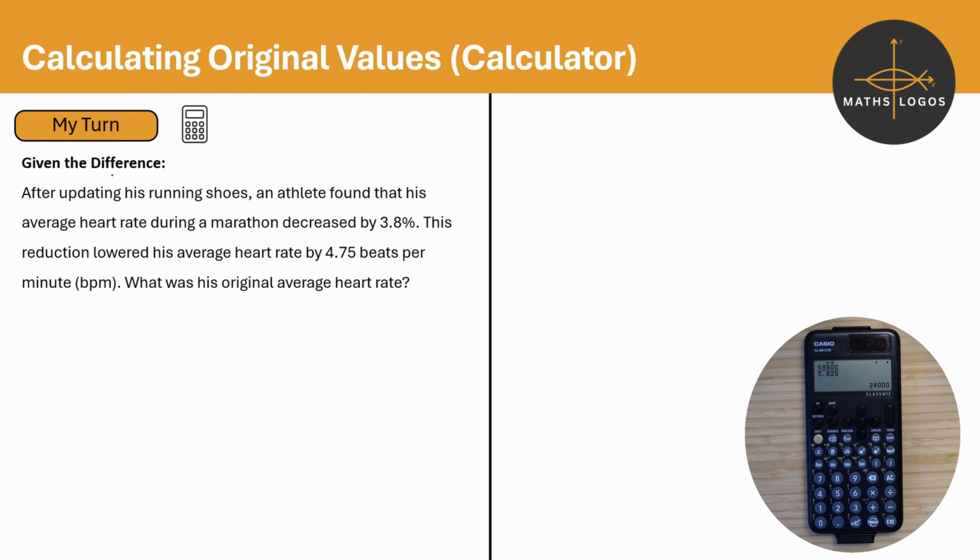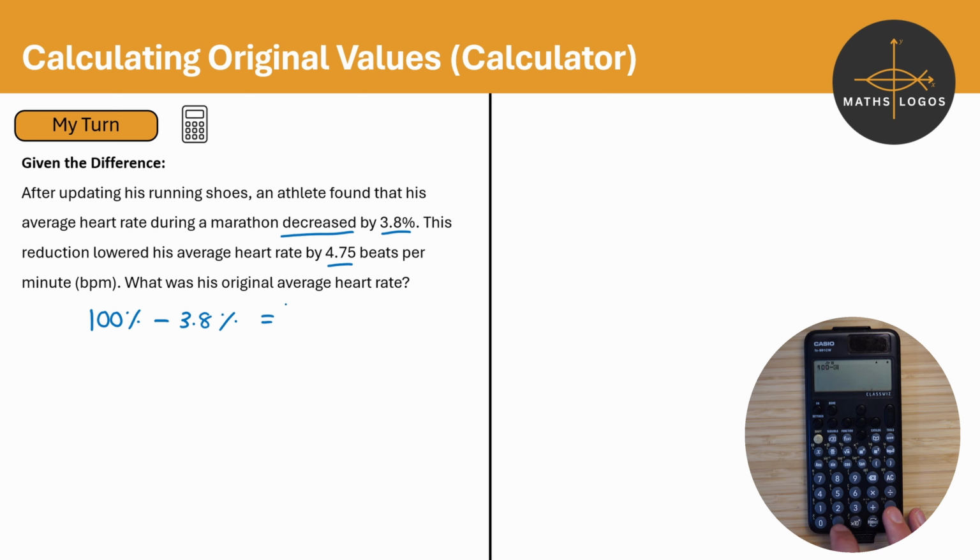Our next type of example is where we've been given the difference. After updating his running shoes, an athlete found that his average heart rate during a marathon decreased by 3.8%. This reduction lowered his average heart rate by 4.75 beats per minute. What was his original average heart rate? Imagine his original average heart rate was 100%. He's got some new shoes and that reduced his heart rate by 3.8%. So let's find out what he had left over.